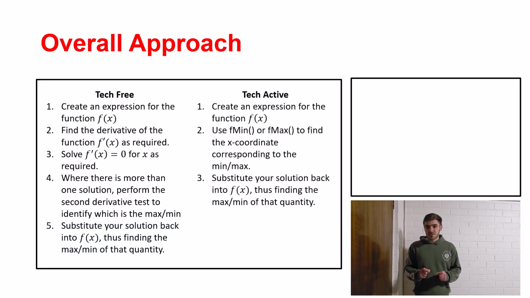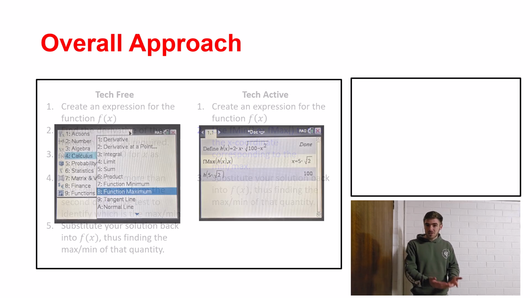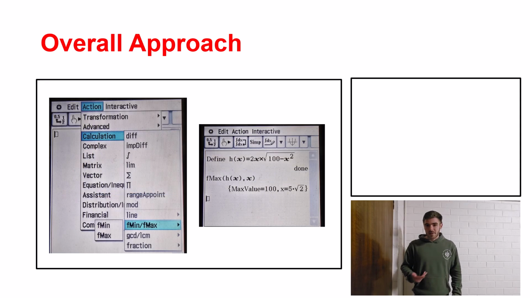If it was an area equation, then you sub in your x value to achieve the maximum area. Tech-active is significantly faster. You can actually skip all of that derivative stuff and just use the fMin or fMax functions on your CAS. Here's what it looks like on the TI-Nspire, and here's what it looks like on the Casio.